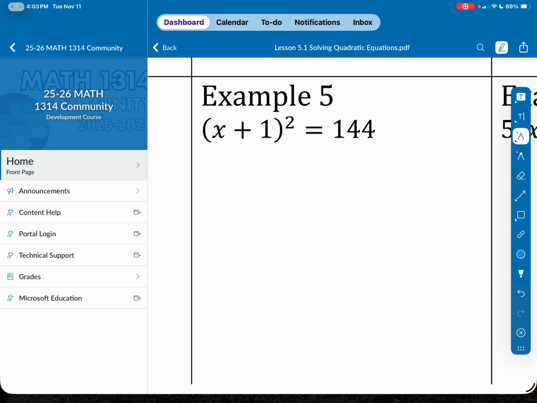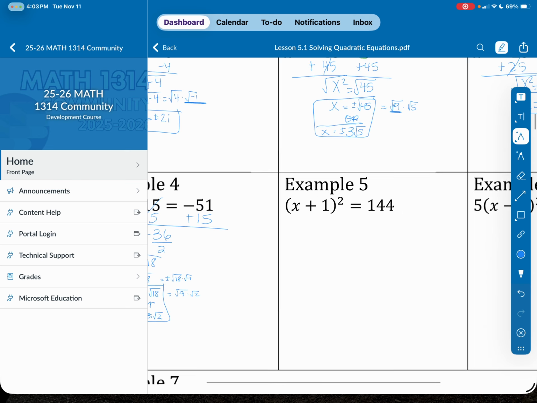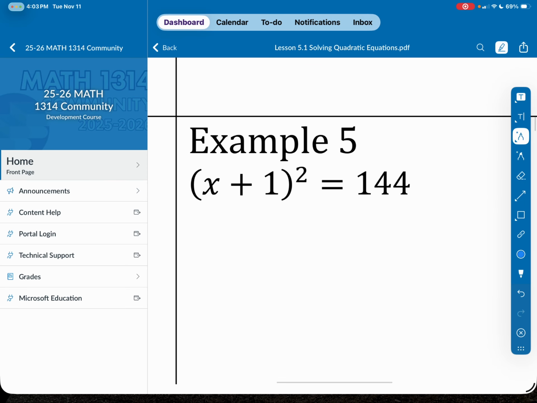All right, so on example 5, it says (x plus 1) squared. So to get rid of the square, because the difference on this one versus our other ones, on our other ones, it was just the x that was to the second power. On example 5, the entire expression of x plus 1 is to the second power. So we're going to first take our square root of both sides. So I get x plus 1 equals a positive or negative value of 12, because the square root of 144 is equal to 12. Okay, and then actually, before I do that, I'm going to add in a step that she doesn't put in her notes.